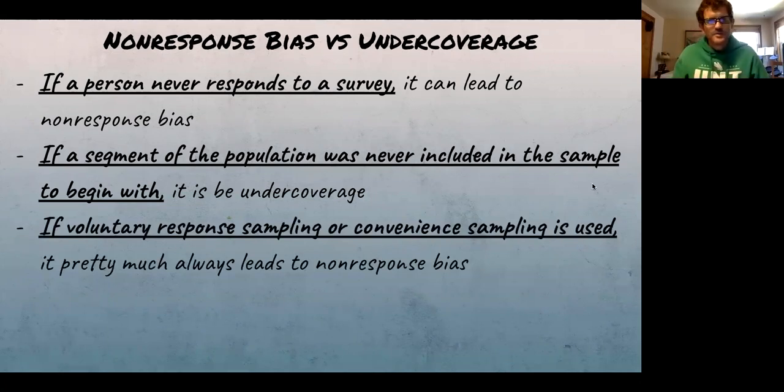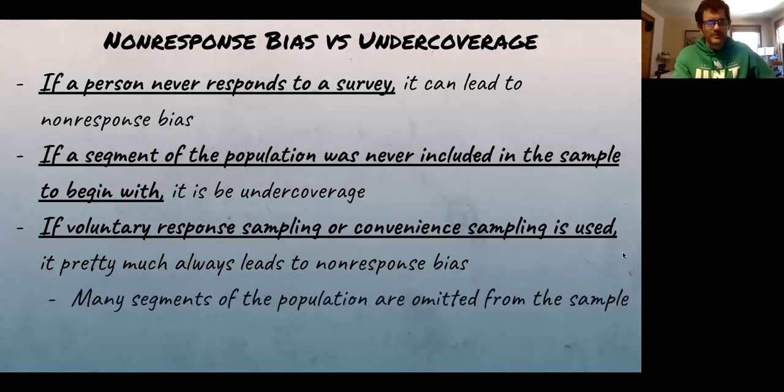If voluntary response sampling or convenience sampling is used, it pretty much always leads to non-response bias. Remember we talked about voluntary response and convenience. You're only sampling people who are right there and just happy to participate on some level. So there you go. A lot of segments are omitted.